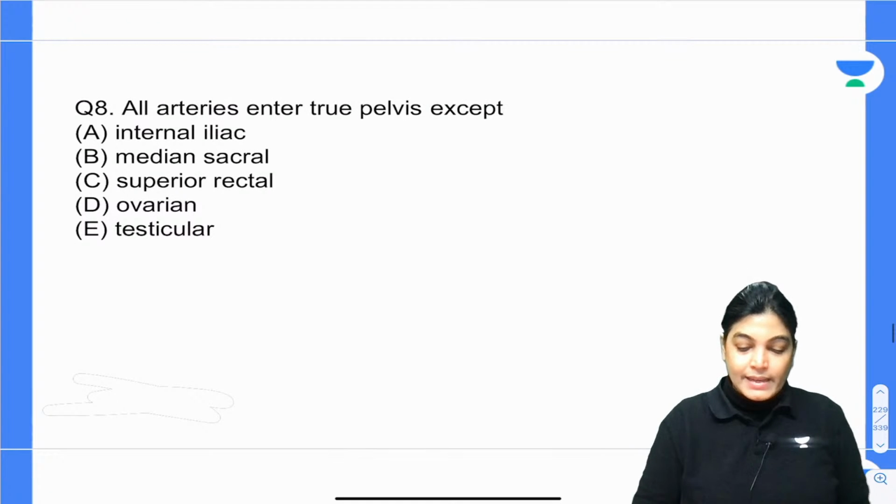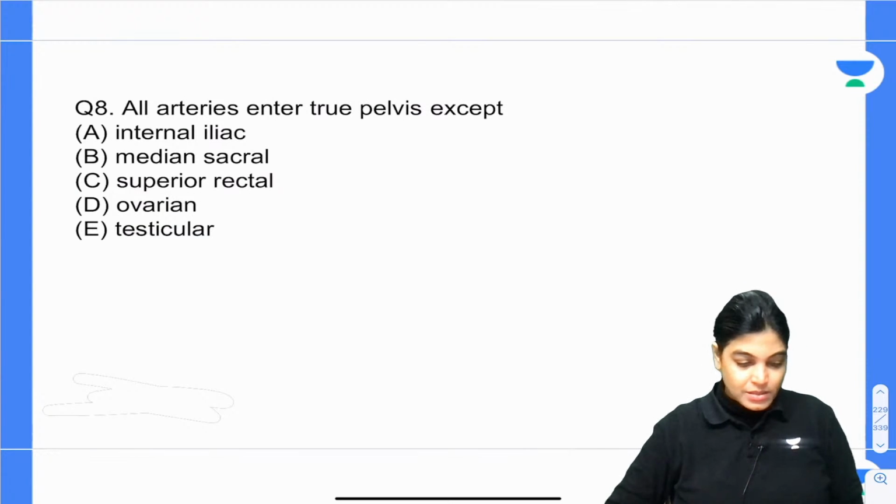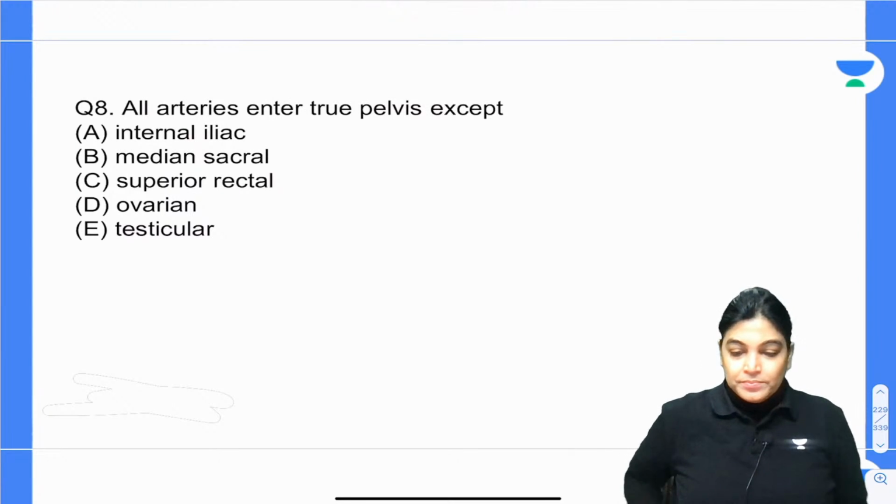All arteries enter the true pelvis except which of the following arteries mentioned here: internal iliac, median sacral, superior rectal, ovarian and testicular arteries. So all these arteries enter the true pelvis except which one? Your time starts now. Mark the correct answer.